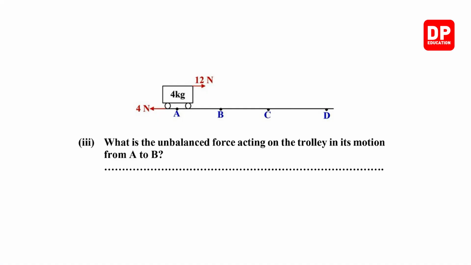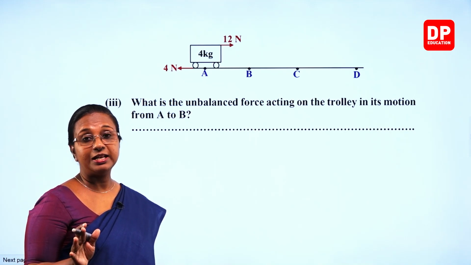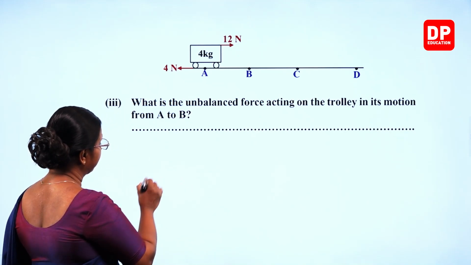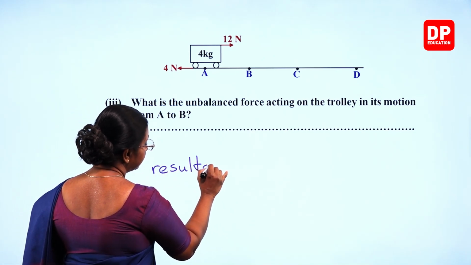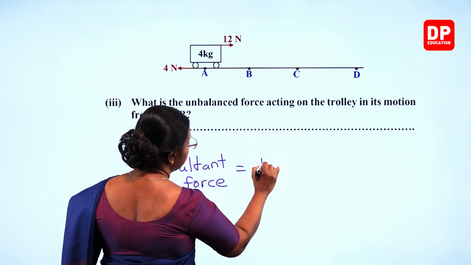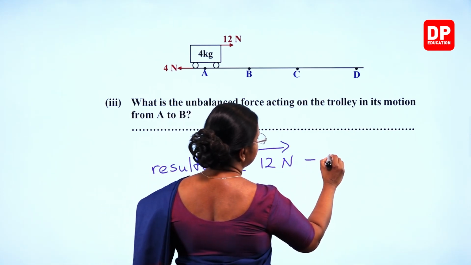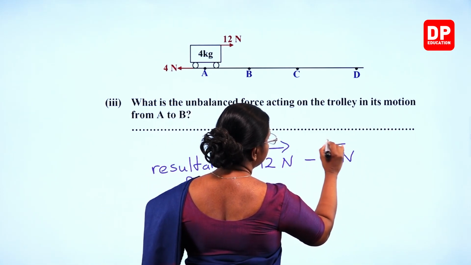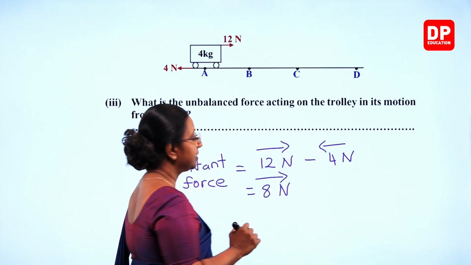This is part 3. What is the unbalanced force acting on the trolley in its motion from A to B? So already I calculated the value, but just for you all to remember, the resultant force, you can remember 12 Newton in this direction. So minus 4 Newton in the opposite direction. So it is going to be 8 Newton towards this direction.